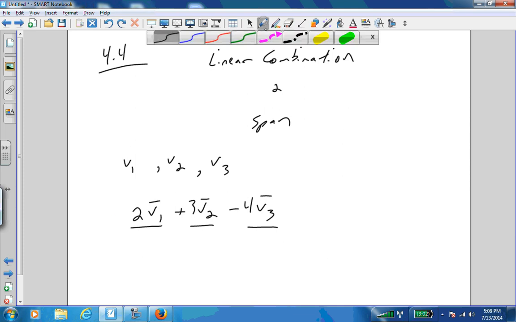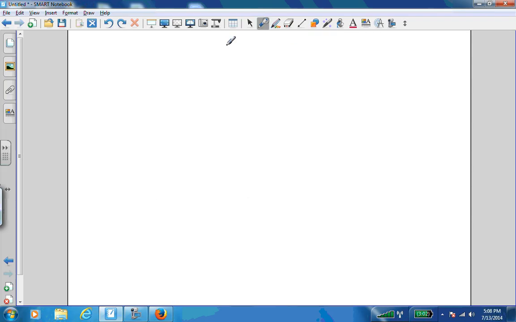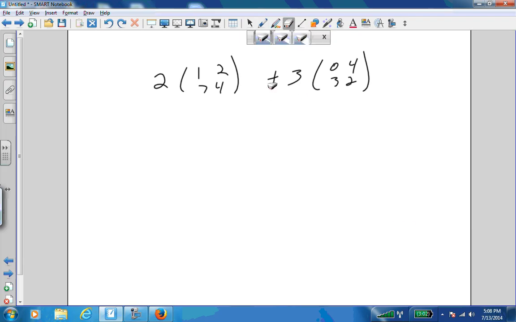A linear combination of matrices. If we have this matrix and this matrix, a linear combination could be just adding those matrices together. It could be doing twice one matrix plus 3 times the other matrix. It could be adding twice one plus -3 times the other. So as long as we're at most doing a scalar times one and a scalar times the other and adding them together, that's considered a linear combination.